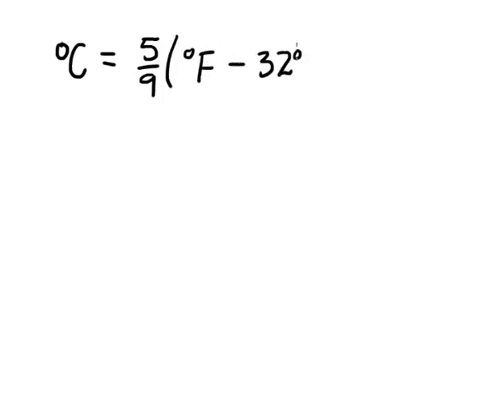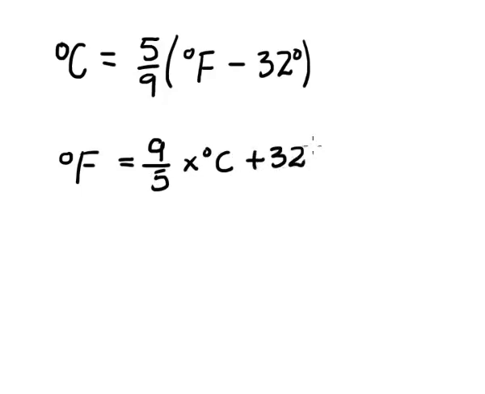Okay, so the first one is to go from Celsius to Fahrenheit, and it is 5/9 multiplied by the degrees in Fahrenheit minus 32 degrees. Okay, if you want to go from Fahrenheit to Celsius, you're going to go degrees Fahrenheit is 9/5 times your degrees in Celsius, and then that is going to be plus 32 degrees.